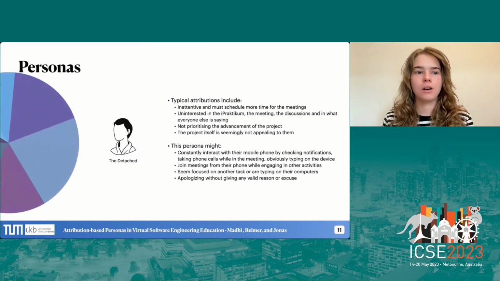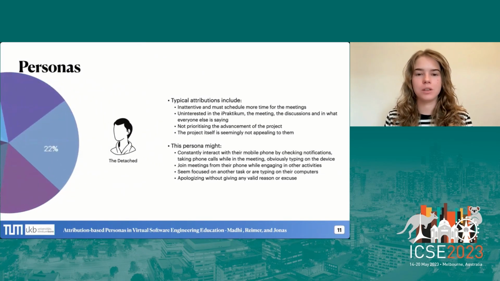So the first one is the detached. The persona of the detached includes attributions by the educators, for example, that they're inattentive and must schedule more times for the meetings. They also attribute that they're uninterested in the iPracticum, the meeting itself, the discussions taking place, and in what everybody else is saying.